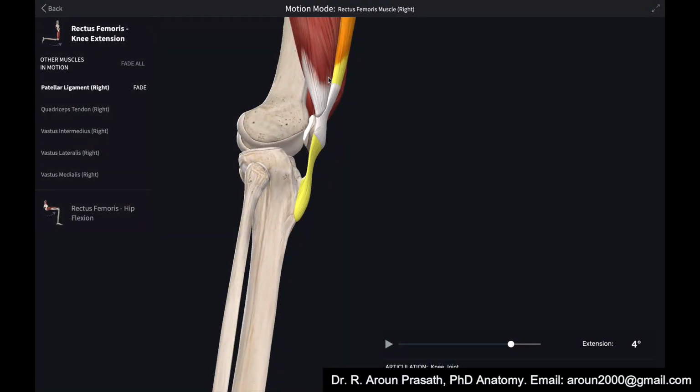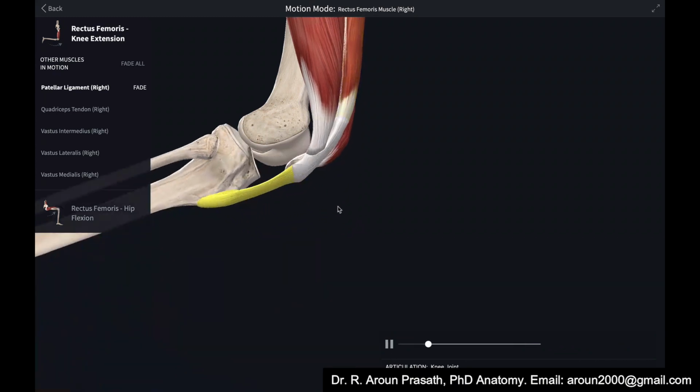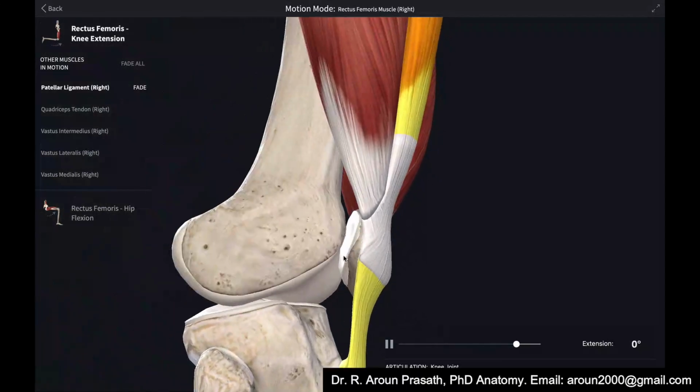The quadriceps muscle is swallowing the patella and inserting in the tibial tubercle. So the patella is enclosed in the tendon of the quadriceps muscle. That is why it is called the largest sesamoid bone.